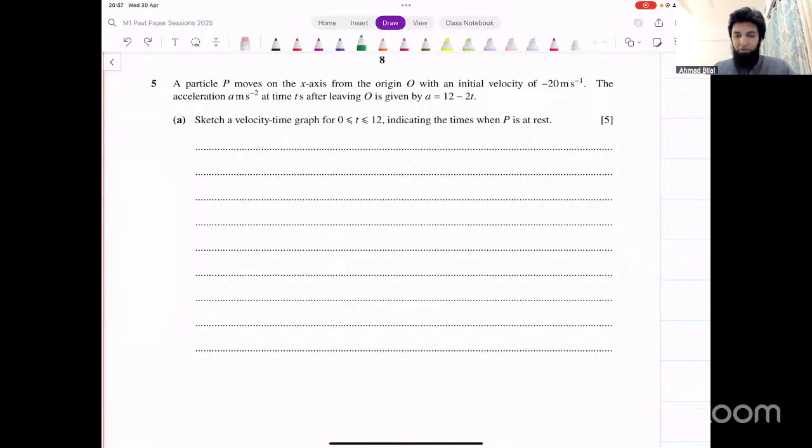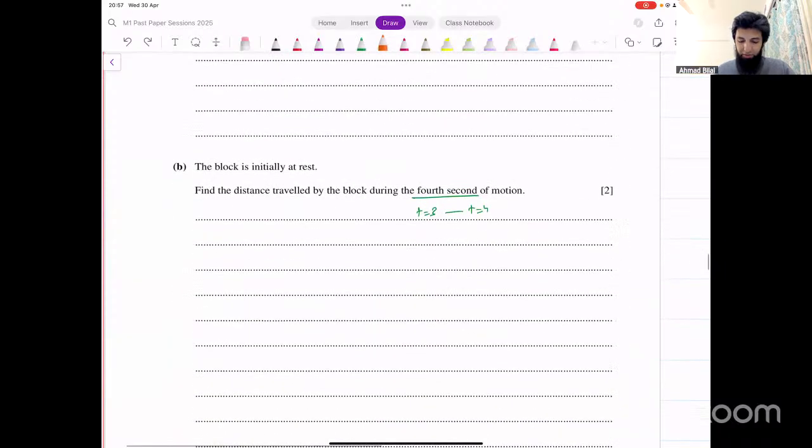For this part, as I said, you will find the displacement at time equals 3, find the displacement at time equals 4, find their difference, and that will give you the distance traveled for this part.